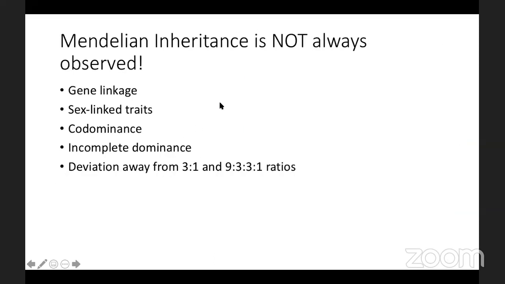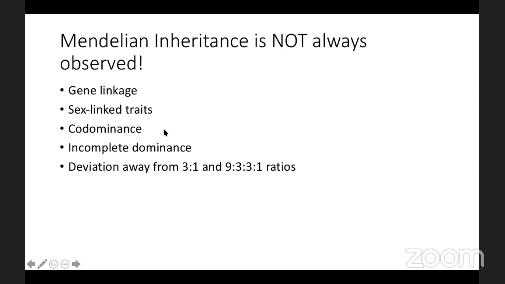So this is not an exhaustive list, but this is a good set of non-Mendelian inheritance patterns that you should be familiar with. So definitely you want to know sex-linked traits, the idea that you can have genes that are linked to the X chromosome and what sort of implications that has for offspring. And then codominance and incomplete dominance are going to be important.